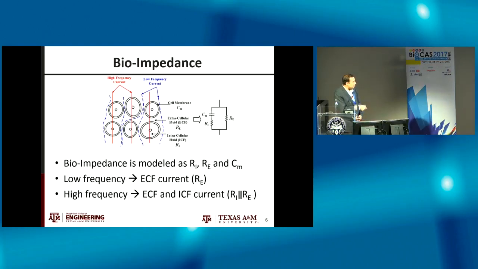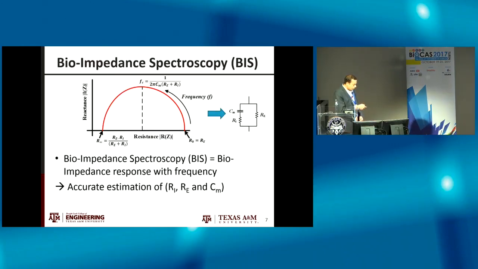So we can get this equivalent circuit for bioimpedance, which acts as the internal resistance in series with the cell membrane, and this is in parallel with our external resistance. At very low frequency, the current is blocked, and I have only RE. At very high frequency, I get the equivalent of RI in parallel with RE. So the impedance varies with frequency.